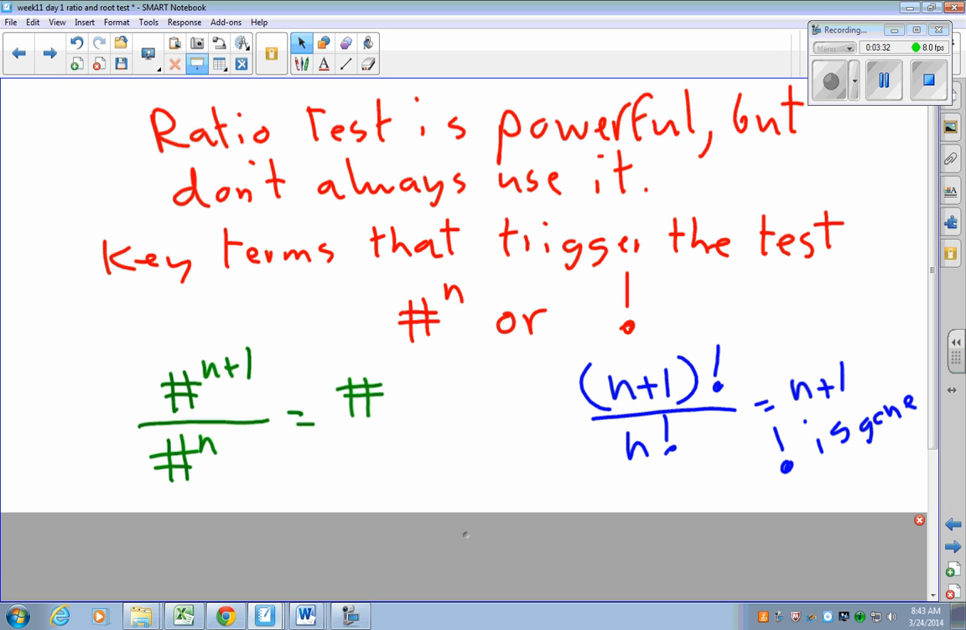So why the ratio test is nice with these things is you lose exponents in the green stuff, and you lose factorials in the blue stuff. And then you're only left with a basic fraction. So that's the key to ratio tests, and you'll see a lot more of it in the homework tonight.